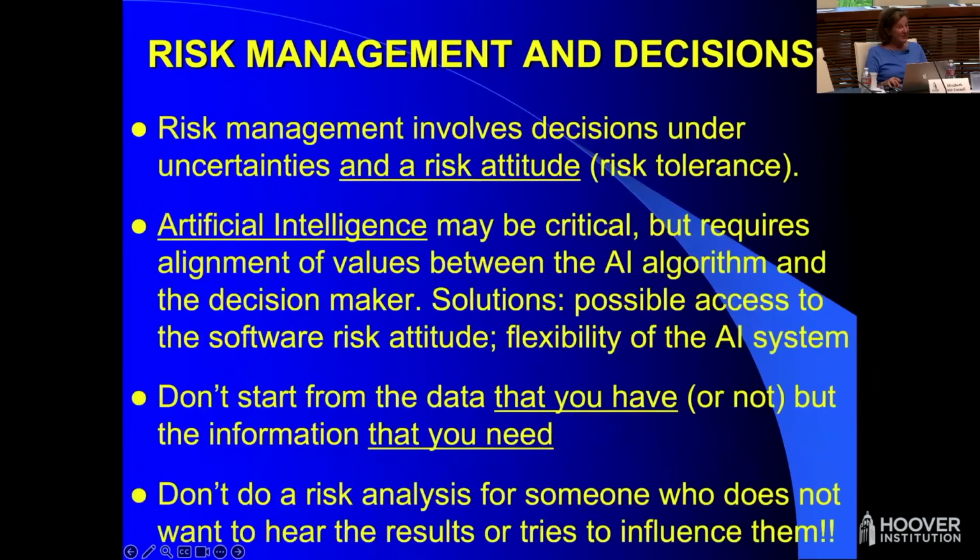Now let's talk about decisions and risk management. So risk management then involves decisions under uncertainties and the risk attitude. Are you risk prone? Are you risk averse? Or risk indifferent? That's where artificial intelligence might be critical, because artificial intelligence often gives you a suggestion for a decision. And in that suggestion, in their model, they have a risk attitude, except you don't know what it is.